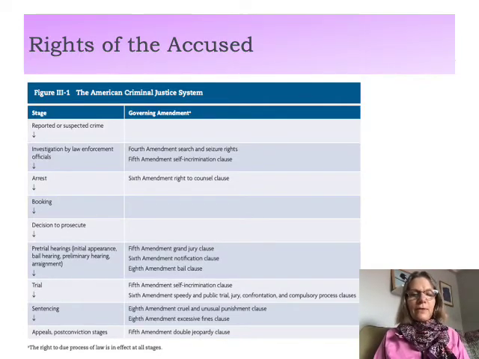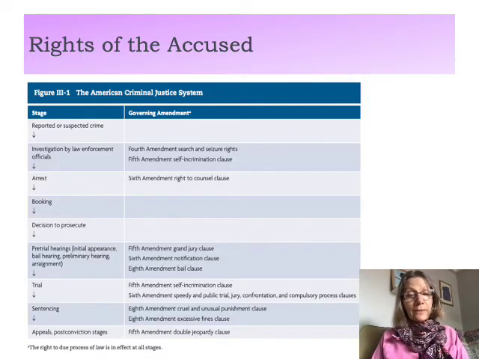If there is enough evidence to search your home and there's probable cause that you have committed a crime, then an arrest warrant will be issued. And once you are arrested, the Sixth Amendment gets triggered, because at the point of arrest you have the right to counsel.